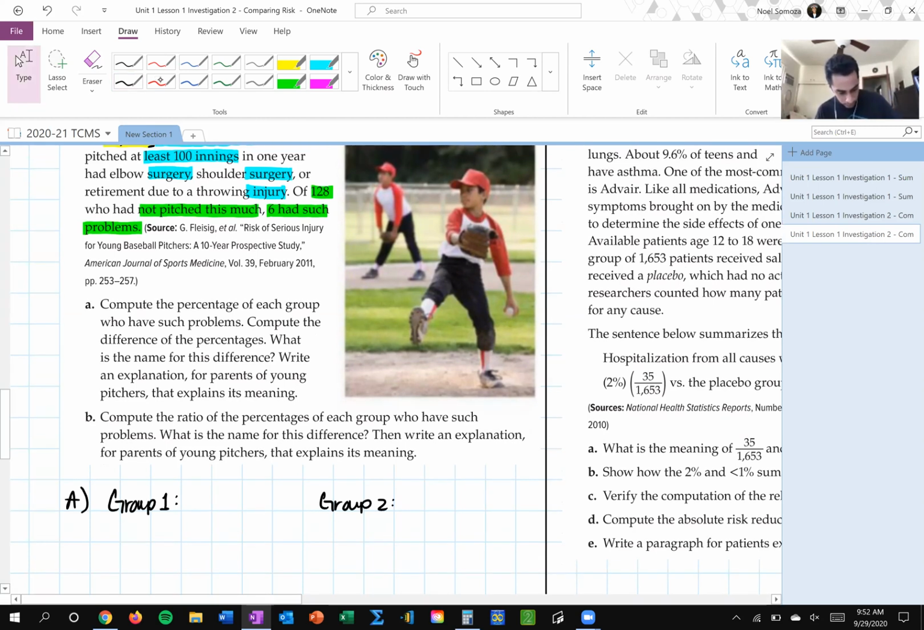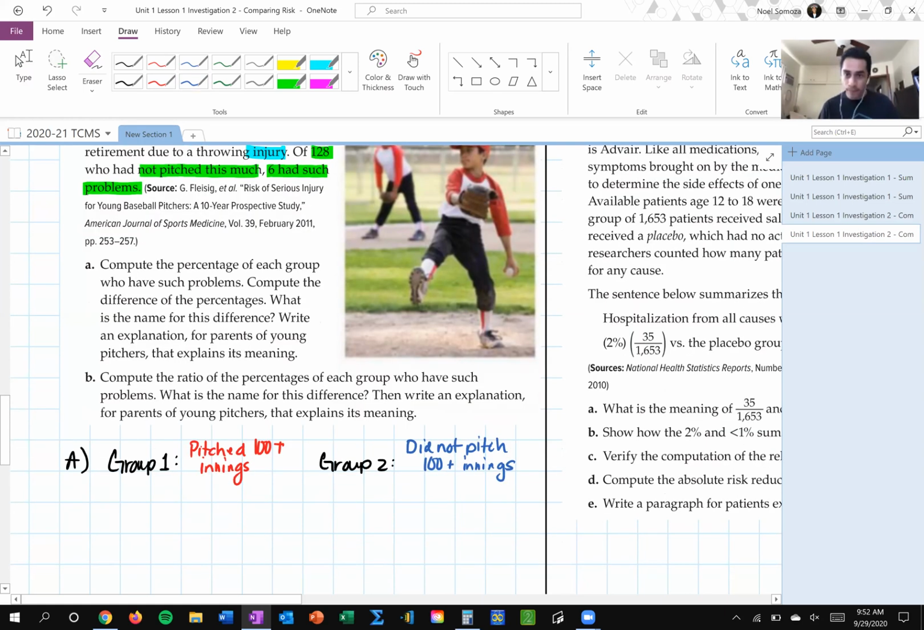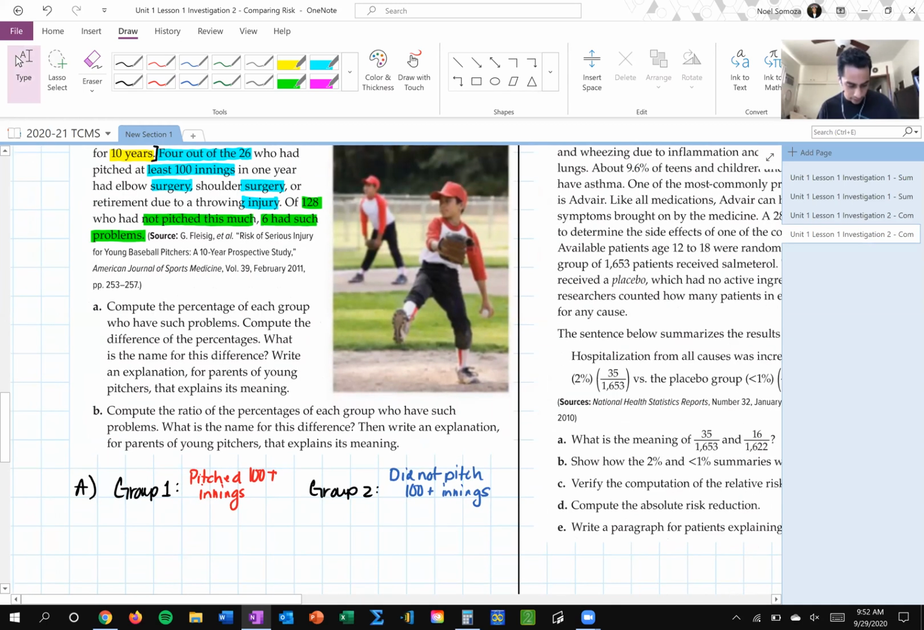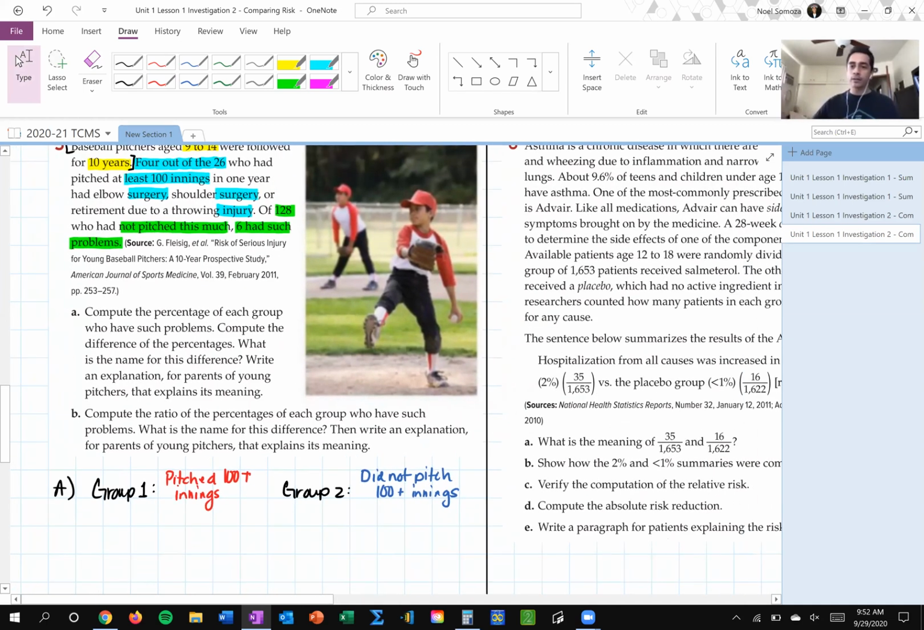So group 1, we're going to go ahead and call this one pitched 100 plus innings. And then did not pitch 100 plus innings. That kind of makes sense, because that is the action that they're doing. And then whether they eventually get an injury is the response as a result of pitching or not.